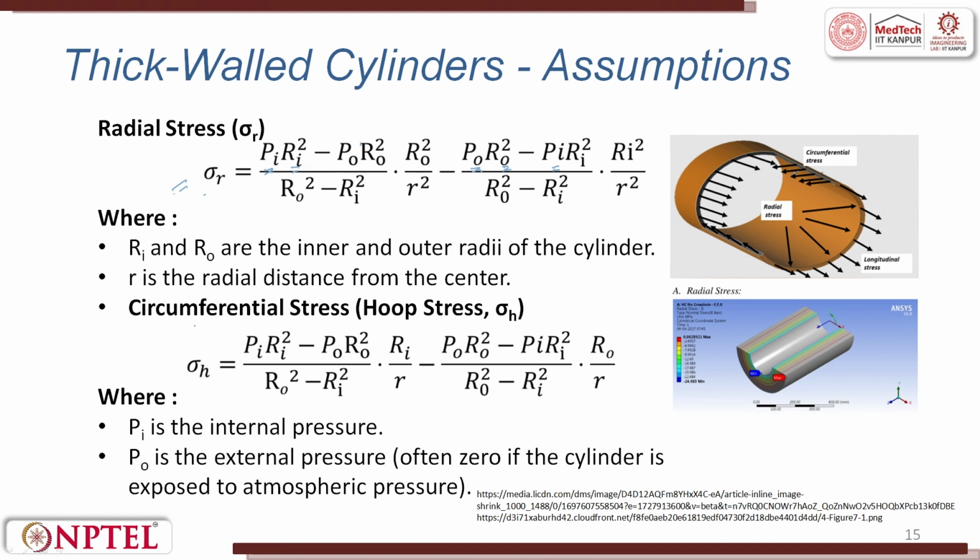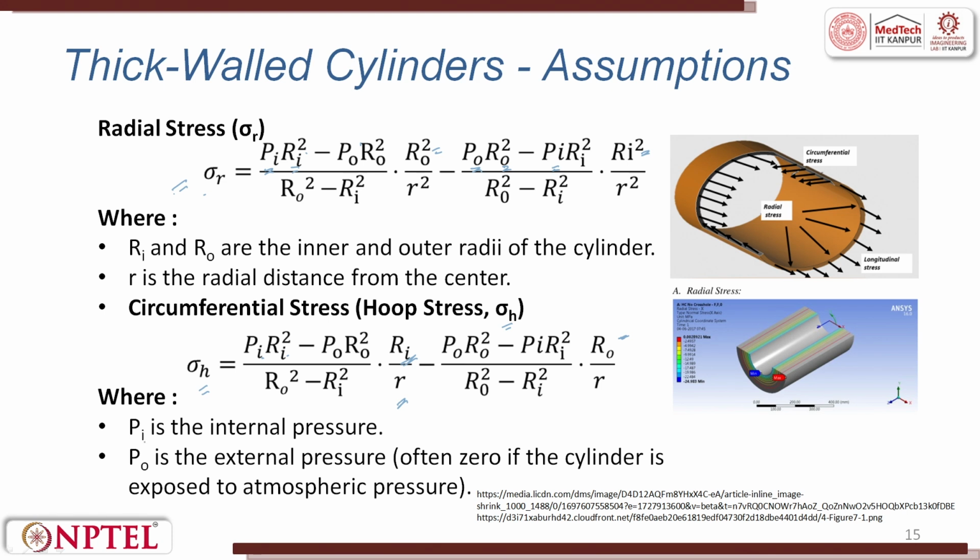When we try to calculate the circumferential stress or the hoop stress, it is nothing but in the same way, Pi Ri square minus P naught R naught square divided by the same, into Ri divided by R. Rest all will be the same. Here instead of R square, it becomes R naught and R. So, you are removing the square term.